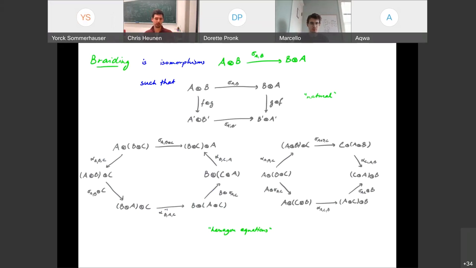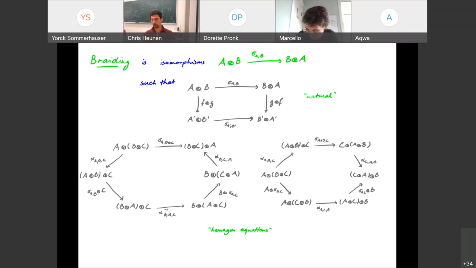So a braiding in a monoidal category consists of a way to swap two objects A and B. If I have A and B, I can take their tensor product A tensor B, or I could take their tensor product B tensor A the other way around. And a braiding is a morphism from this way of putting them together to that way of putting them together for any two objects A and B. And again, this has to satisfy some requirements. First of all, it has to be natural in the sense that if I do something to A and I do something to B and then I swap them around, it should be the same as first swapping them around and then doing something to A and something to B.